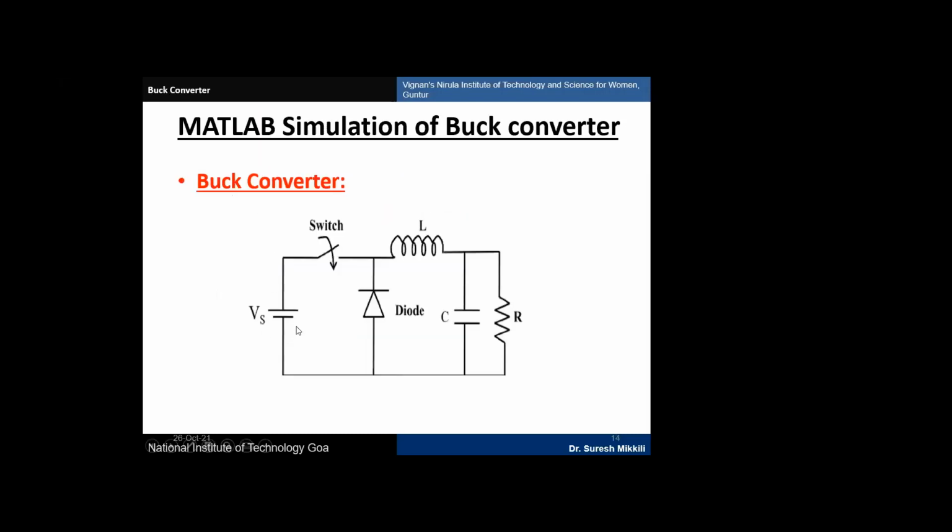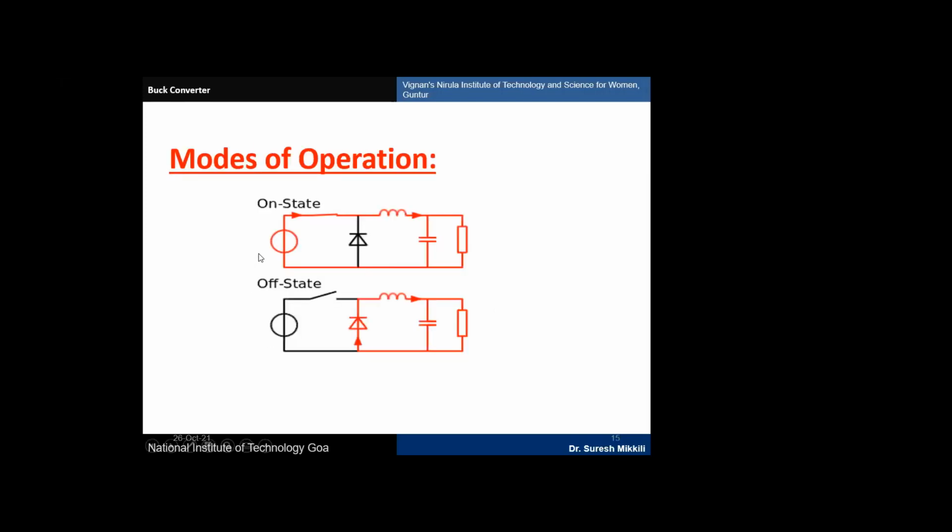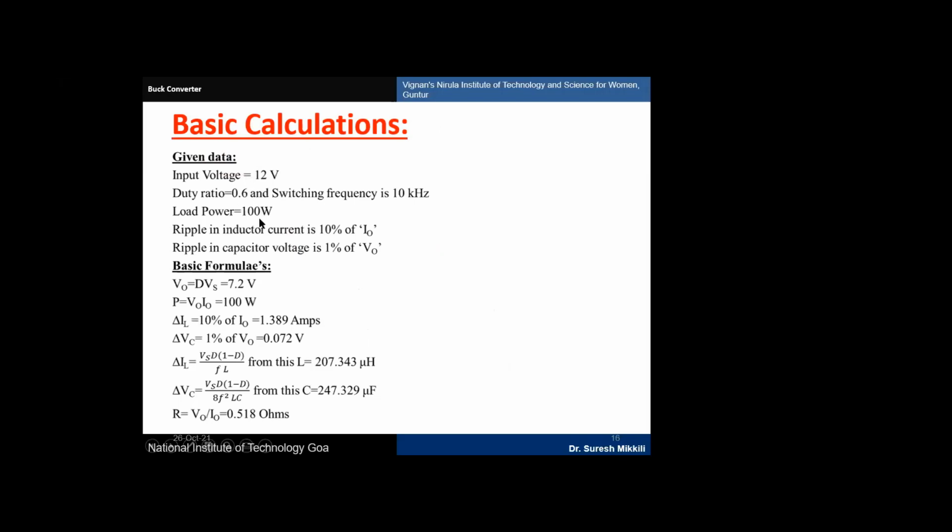So for the circuit, we have a voltage source and a diode. Here the switch can be a diode or thyristor, and we have an inductor, capacitor, and resistor. I am deciding the input voltage, the output voltage, and how much ripple is required in the voltage and current. Input voltage is 12 volts, and output voltage will be 7.2 by considering a duty ratio of 0.6. The load power is given to you. This is the given data.